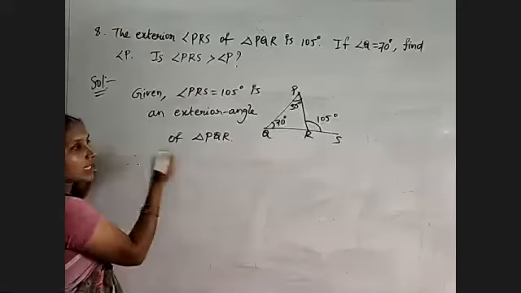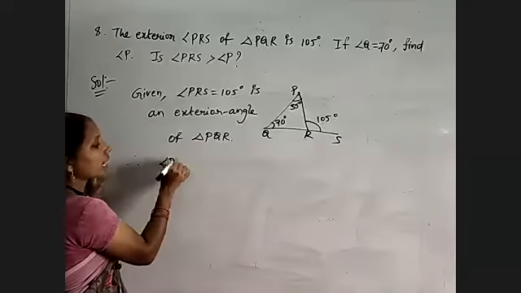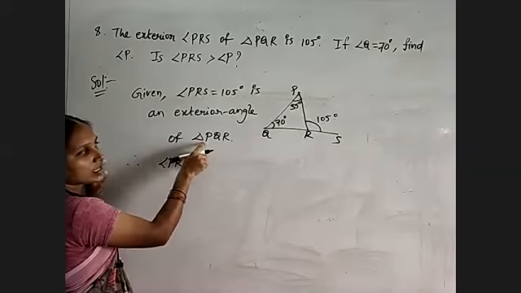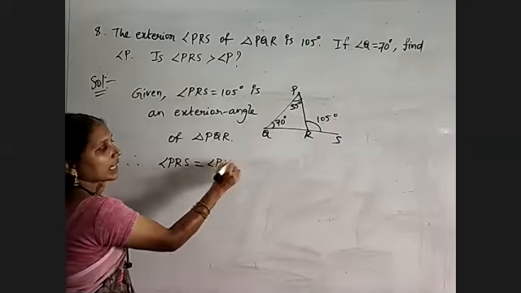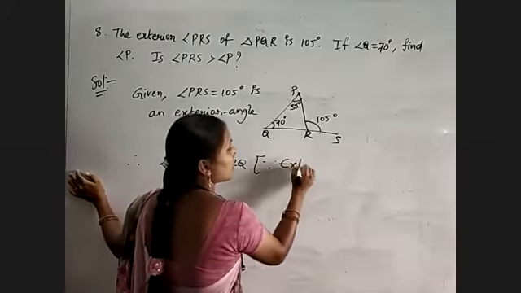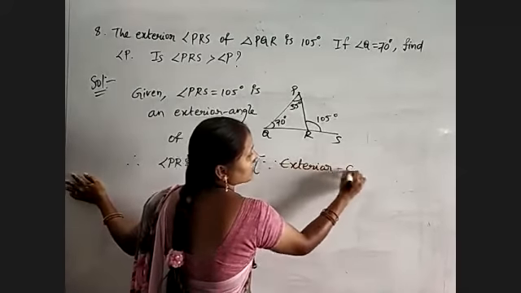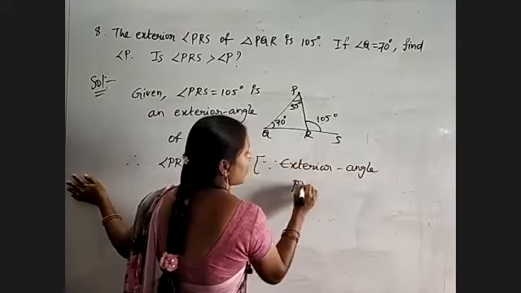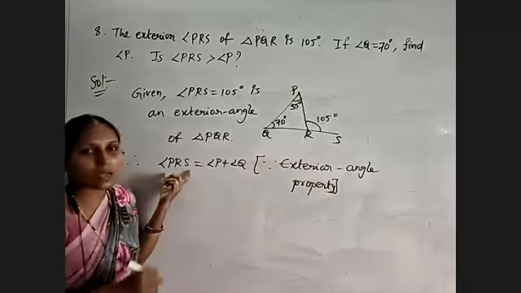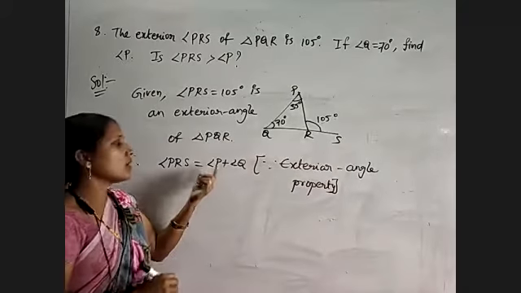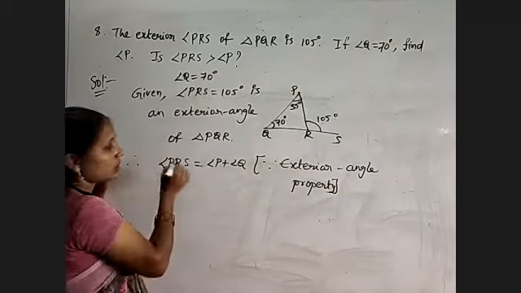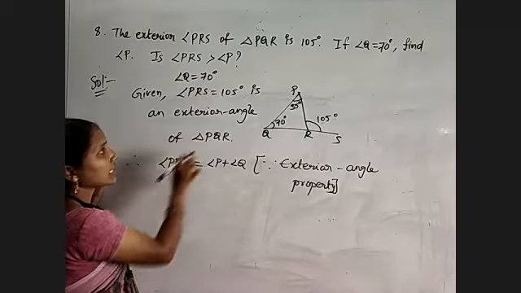Therefore, by using the exterior angle property, angle PRS, it is exterior at R. So the remaining two alphabets are P and Q. That means angle P plus angle Q are the interior opposite angles. So because of this, from the exterior angle property, according to the exterior angle property, we have exterior angle is equal to the sum of two opposite interior angles. So here they have mentioned angle Q also equal to 70 degrees. So therefore, angle PRS is 105.